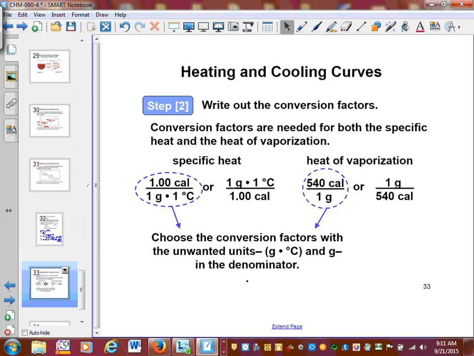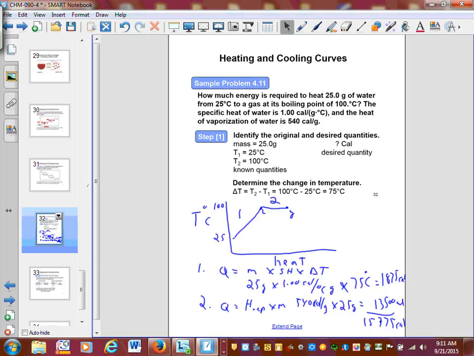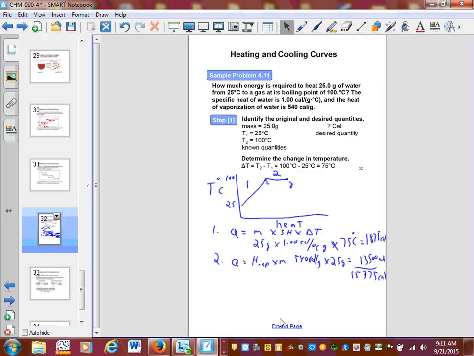Do I need to go back? What was the heat of vaporization? 540. Can I extend it so it'll go up? Oh. Now you can't see it, right? No.